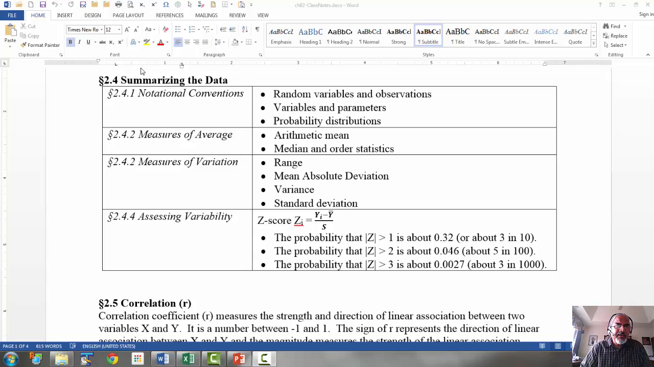Now we're going to look at summarizing the data, and here are some of the notational conventions that we need to be familiar with. So we start with the random variable and observations. A random variable is a variable whose value is determined by chance or using some probability.